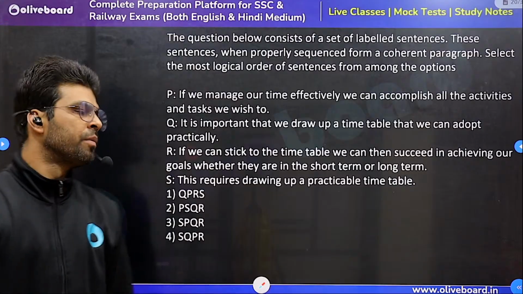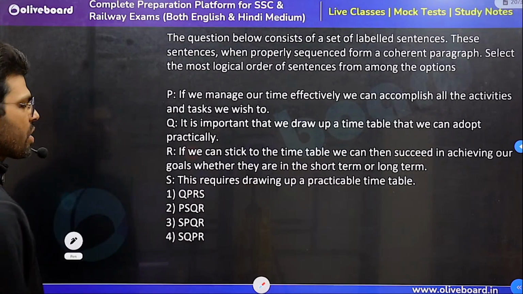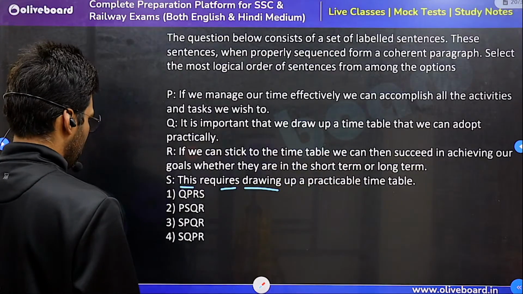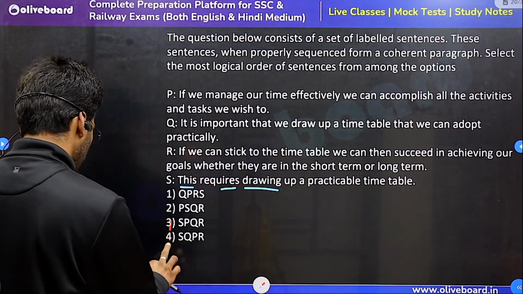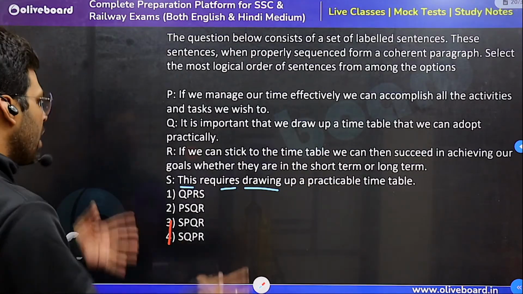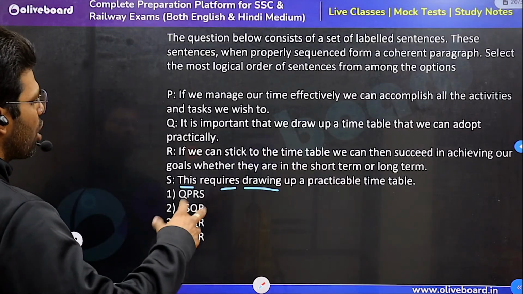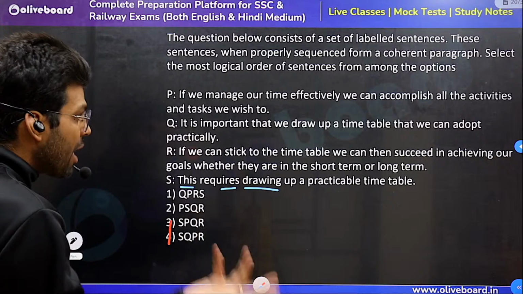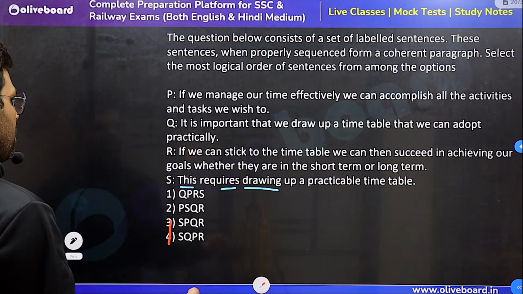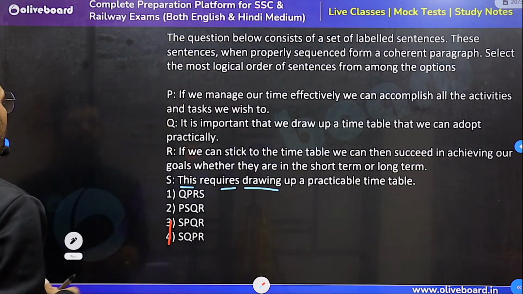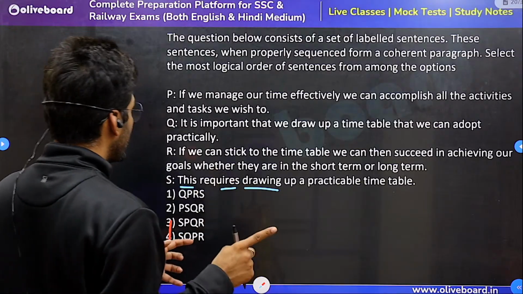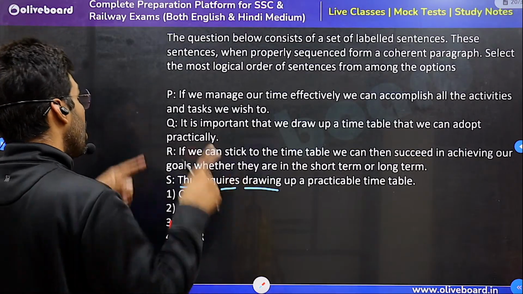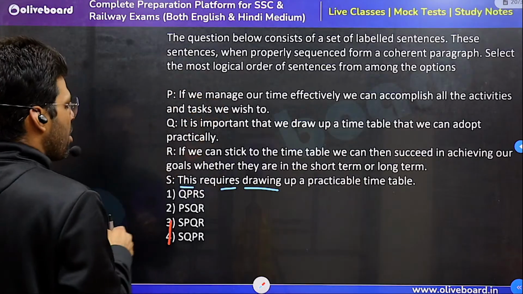Yep. I can't start with S. This requires drawing up a timetable. Nope. Now, Q. It is important that we draw up a timetable that we can adopt practically. Not bad, but why do I need a timetable? It is marked in P. If we manage our time effectively, we can accomplish all the activities and tasks that we wish to, for which we require a timetable.